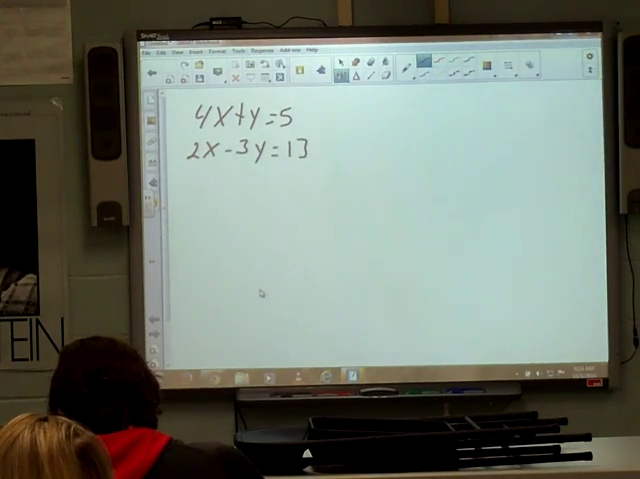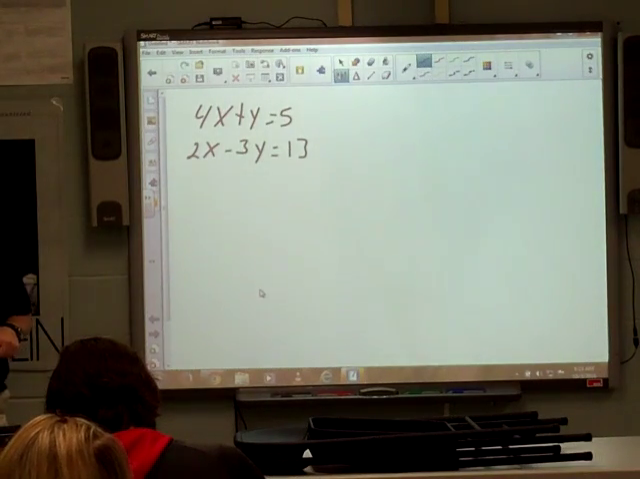But if I were doing this on my own, I probably wouldn't. But I want to do one more with you for substitution, so we're going to do this one that way. If I want to substitute it, I need to get one of the variables solved for. I need to isolate one of the variables. So I'm looking to see which variable I can isolate in the fewest amount of steps.